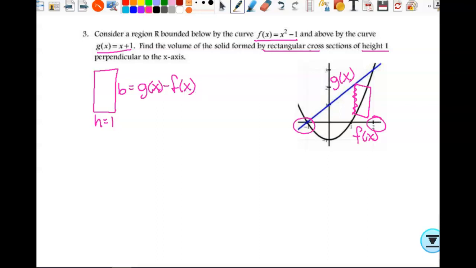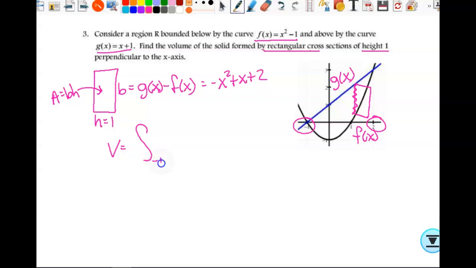G of x minus f of x. And we already figured out what that is, right? That is negative x squared plus x plus 2. How do you find the area of a rectangle? Base times height, right? Okay, so I want the volume of the cross sections with rectangles with a height of 1. So for my volume, I'm going to integrate.